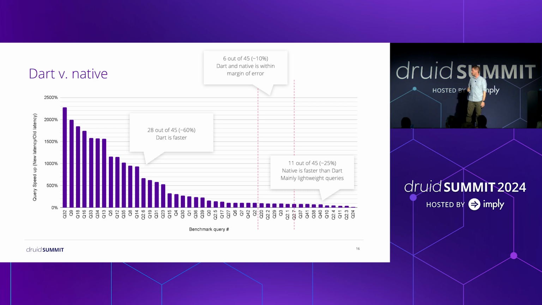Anyway, more than half the queries, Dart being faster. This was testing done on a 64-core EC2 instance, and in some cases, 2,000% faster. There's some queries where they're about the same speed, and then there's some simple queries. This benchmark wasn't all heavyweight ones. There's some simple queries that are lightweight where native is faster.